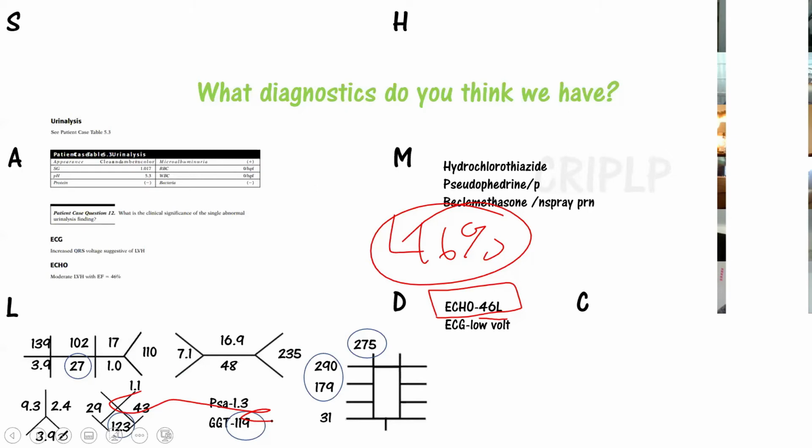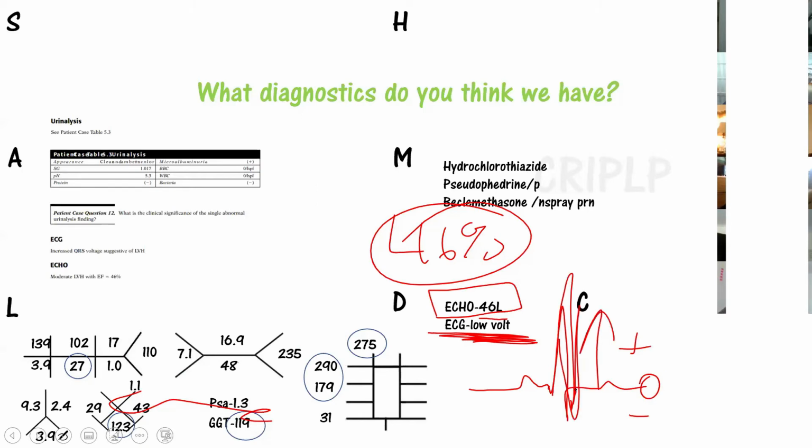What else do we have? We have a low voltage VCG. Okay, so let's talk a little bit about that. Low voltage is because of, now you remember we just talked about in the previous one, the isoelectric line. We said 0, then we said plus, and then minus. This is voltage, right? So something is causing it not to have enough voltage. And how does that happen?